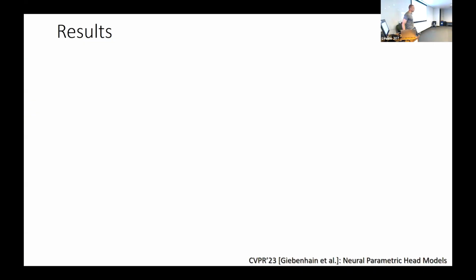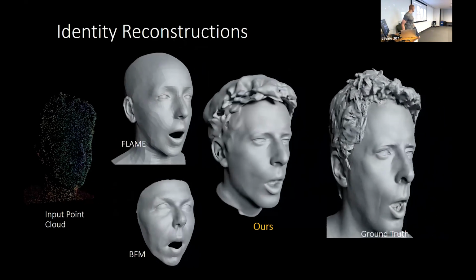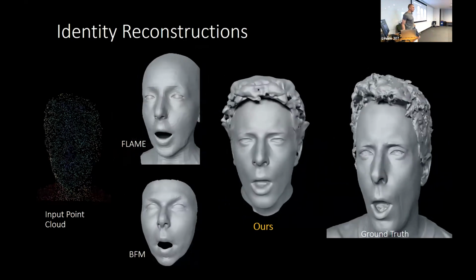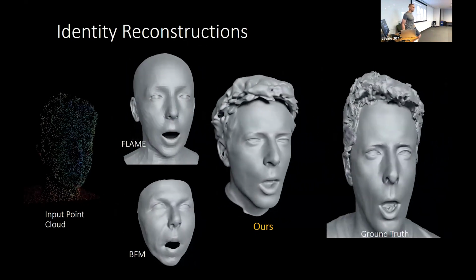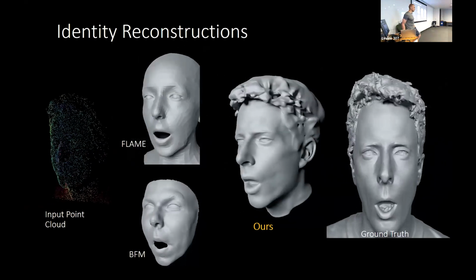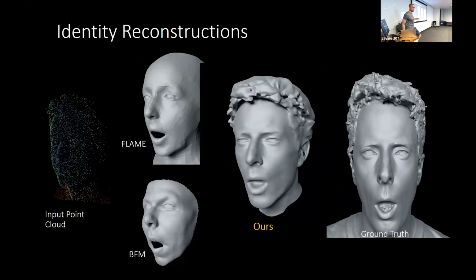Okay. So, based on this data, we now train our model. Here we see the identity reconstructions. You see the left-hand side is a point cloud. You see FLAME and BFM, these are the standard models that graphics people use for the most part. You see our reconstructions and you see the ground truth.